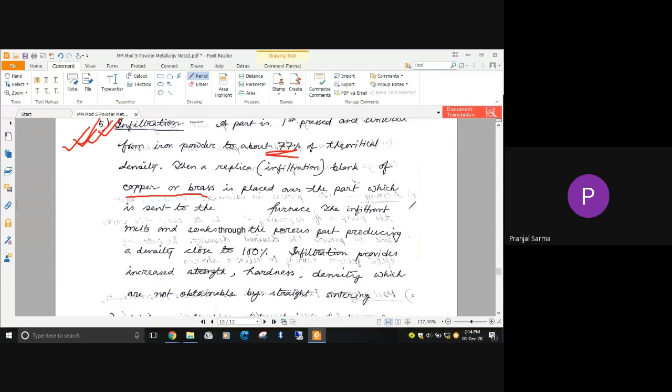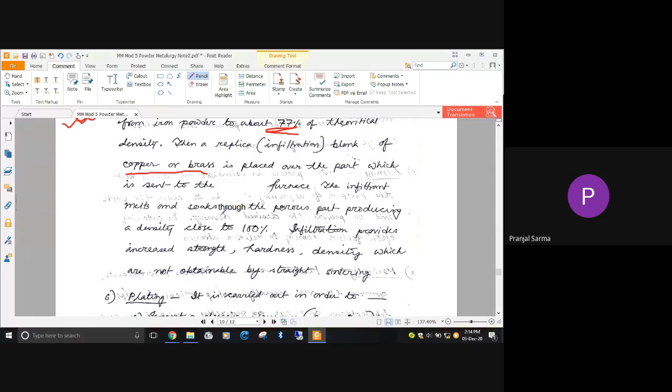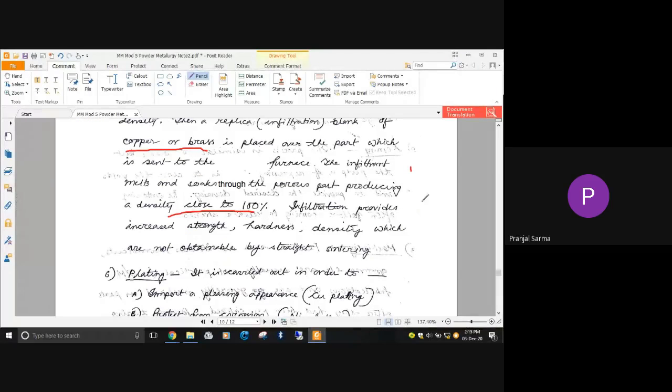Now what will happen? The infiltrant will melt and be soaked through the porous part, which will produce a density close to 100%. So initially we get about 77% theoretical density through the iron particles, and over it we place another replica blank made of copper or brass, which is known as the infiltrant. We send it to the furnace, and during controlled heating, the copper or brass infiltrant melts and soaks through the pores of the part, producing a density close to 100%.